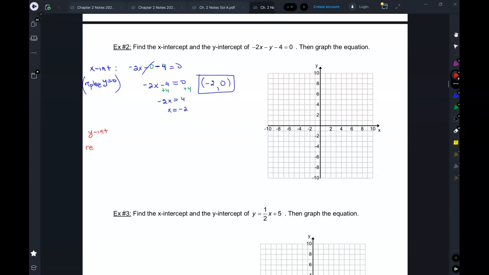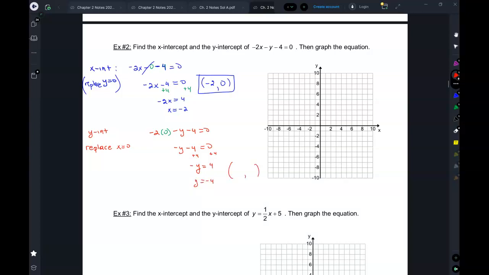For the y-intercept, we're going to replace x with 0. So it's going to be negative 2 times 0 minus y minus 4 equal to 0. What happens to the 2 and the 0? They go away, so you have negative y minus 4 equals 0. Add 4, add 4. Negative y equals 4. What's y? Y is negative 4.